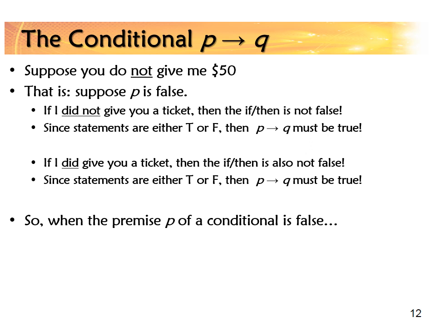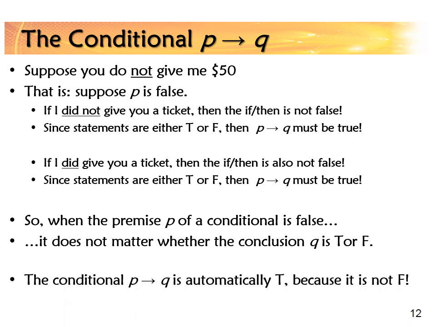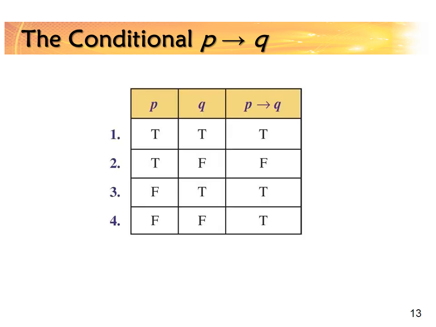So if the premise P of a conditional is false, it doesn't matter what the conclusion is. If the premise P is false, it doesn't matter what Q is, it's always true. The entire statement is always true. It's automatically true because it is not false.